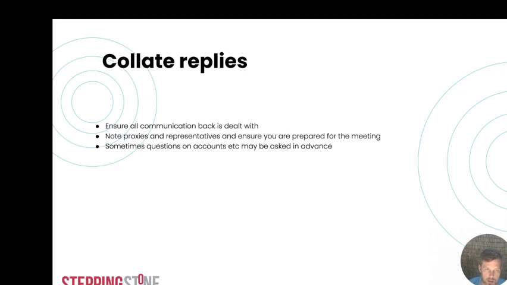And for proxies, they should be totaled up in advance and given to the chairman, so the chairman has those numbers to hand as such. Sometimes shareholders might be asking questions on the accounts. Those can be deferred until the shareholders meeting, or you may choose to answer them then.